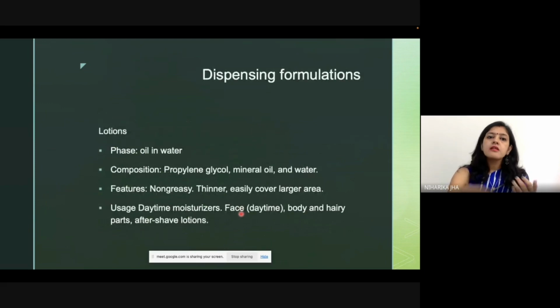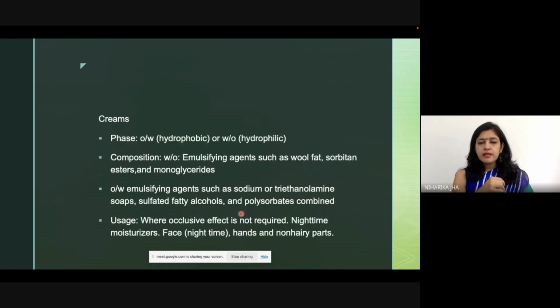So basically, lotions, these are present in oil and water phase. And what are the important features? They are non-greasy and they can be used to cover large surface area. So a small amount can be used to cover a large surface area. Can be used as a daytime moisturizer, can be used for both face as well as body and hairy parts as well. On the other hand, creams, it is available in two phases, water in oil or oil in water.